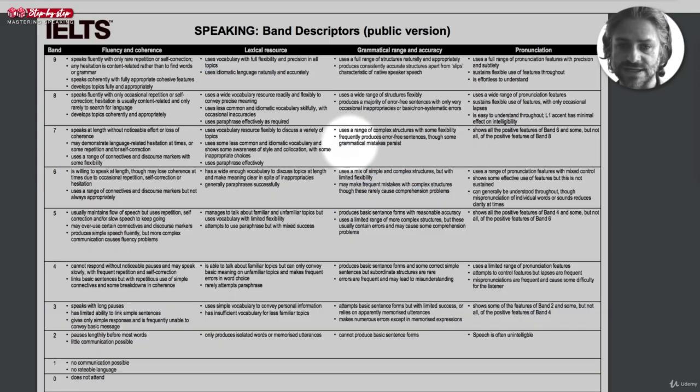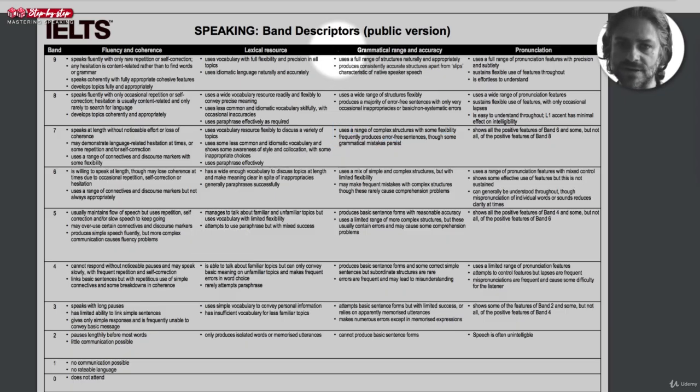Now let's move up to the next level, number 7. So it uses a range of complex structures with some flexibility, so not just simple, but mostly complex, and frequently uses error-free sentences. Okay, so even if it's relatively complex, error-free, that gets you a 7. And there are, however, some grammatical mistakes, but it's not too bad. Okay, they're still there, but they're not too bad.